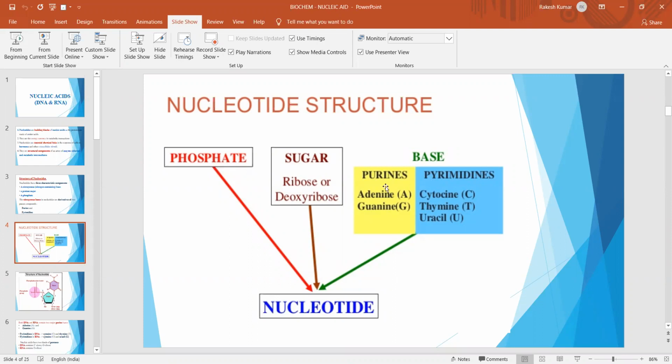Purine nitrogenous bases include adenine and guanine for DNA and RNA both, whereas pyrimidine includes cytosine for DNA as well as RNA, but DNA contains thymine under the umbrella of pyrimidine, and RNA contains uracil nitrogenous base as pyrimidine.